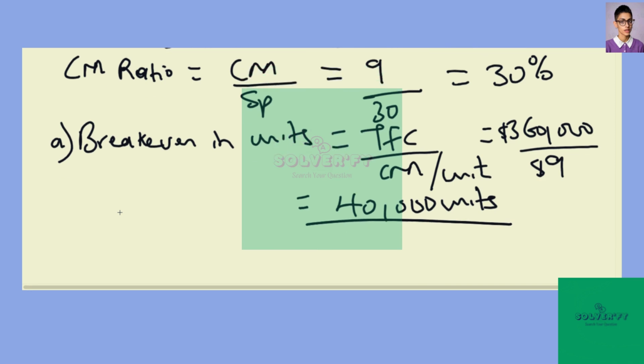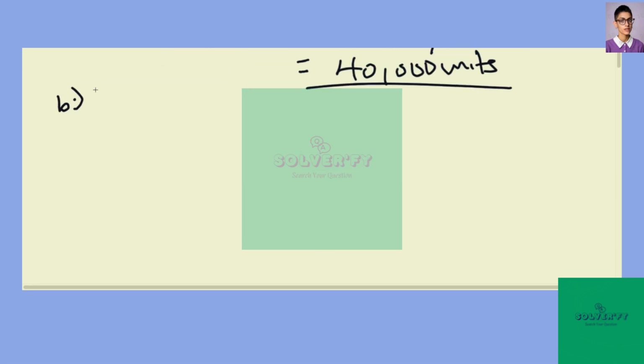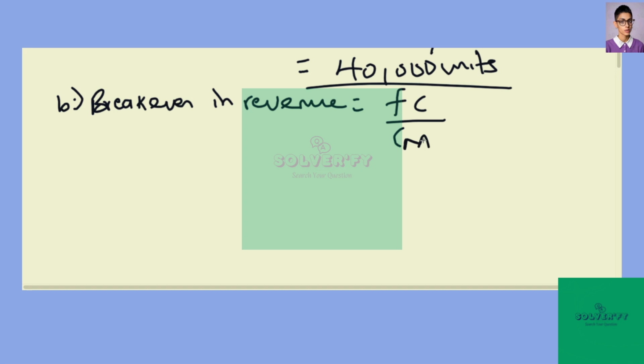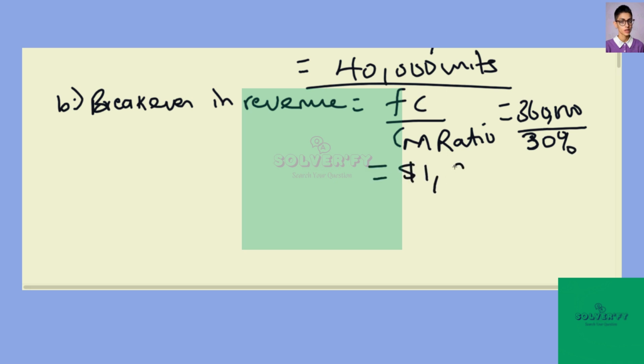And the B part of the question says the break-even point in revenue. So it's going to be a similar way to find that. So break-even in revenue will basically be the fixed cost divided by the contribution margin ratio. And this equals 360,000 divided by the contribution margin ratio, which is 30%, which we just found. So when you divide this, you're going to have 1,200,000, and that will be the break-even point in revenues.